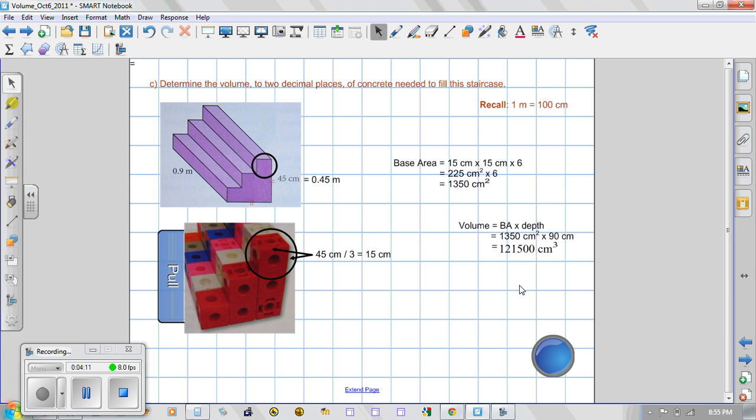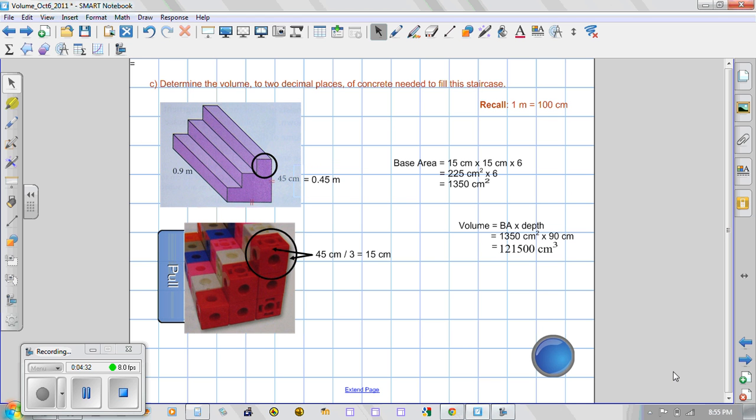which in this case is fine, but it would make much more sense for us to calculate the volume in terms of cubic meters. And the easiest way to get around that would be to work with 0.45 meters as opposed to 45 centimeters.